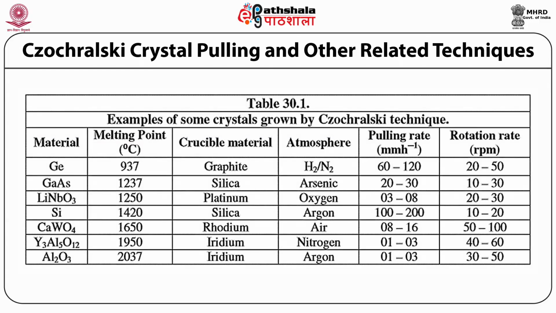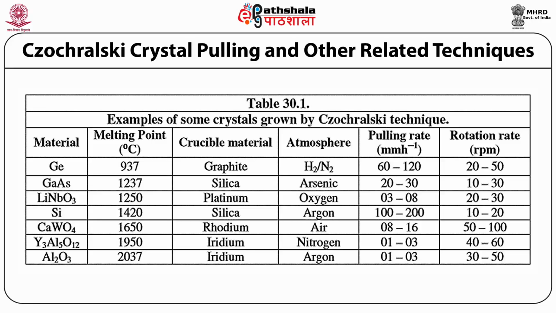Now table 30.1 is divided into 6 columns. It offers examples of some crystals grown by Czochralski technique. For example, the material grown is germanium. Melting point is 937 degrees centigrade. The crucible material that's used is graphite, and the atmosphere used is hydrogen or nitrogen. The pulling rate in mm per hour is 60 to 120. The rotation rate RPM is 20 to 50.